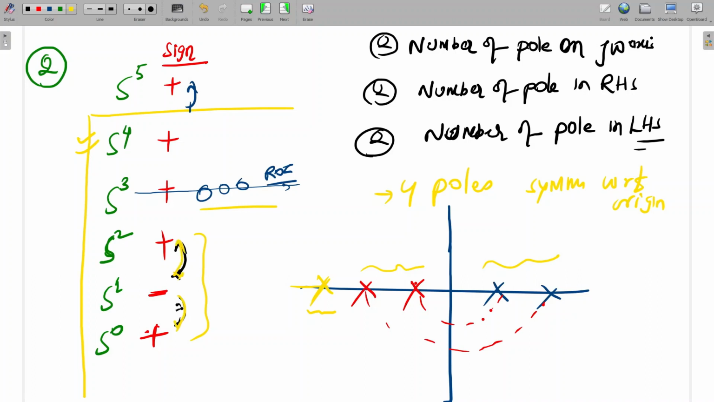Okay, so you see here below the auxiliary equation, two sign changes are there. Here to here one sign change and here to here one sign change. So two will come in the right hand side. Our rule is four poles should be symmetrical with respect to the origin. So two already came in the right hand side with respect to this auxiliary equation, so the corresponding mirror image will come in the left hand side. And one extra sign change is here, so that will come here. Is it clear?